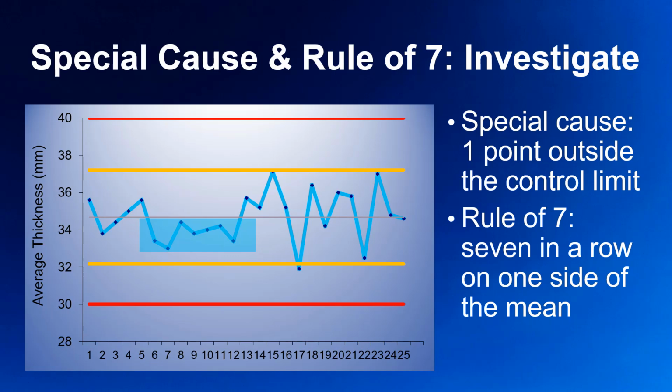They are a sign that the process is under some skewing influence that may affect more than just the samples we take. Special cause and the rule of 7 are really the most common patterns worthy of investigation and study. But stay with me, I got a couple more.